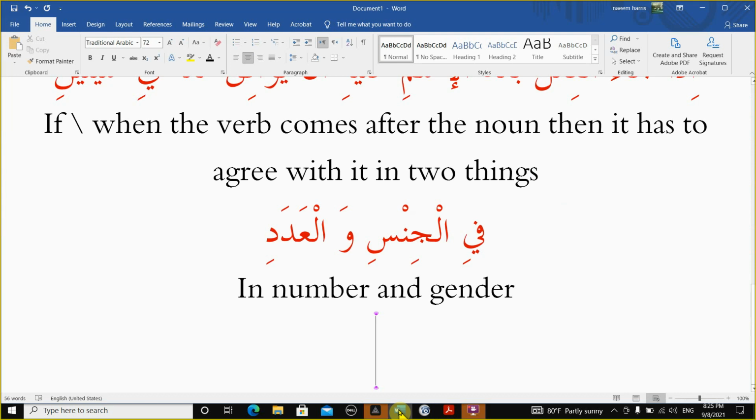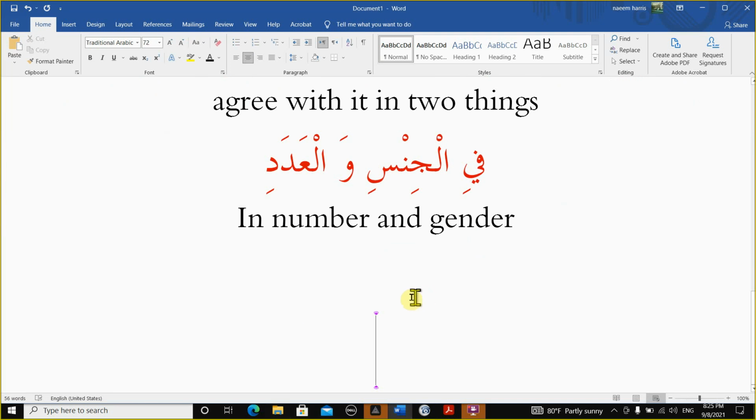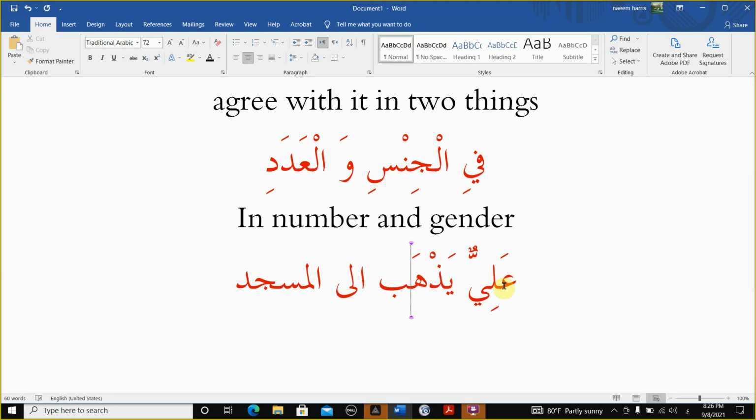So the verb has to agree with the noun in two things, في الجنس والعدد. For example, علي يذهب إلى المسجد. Ali is going to the masjid, to the mosque.